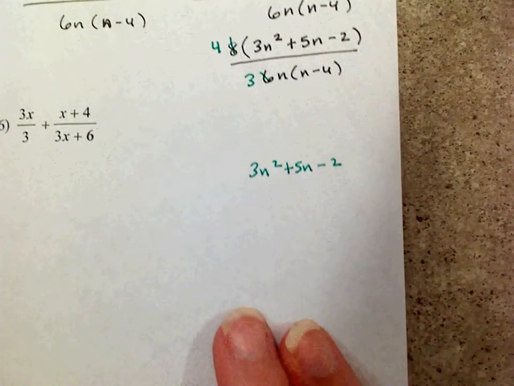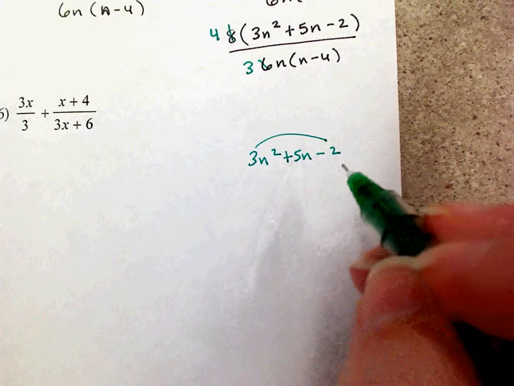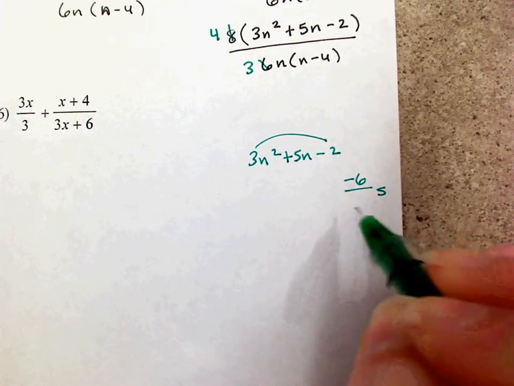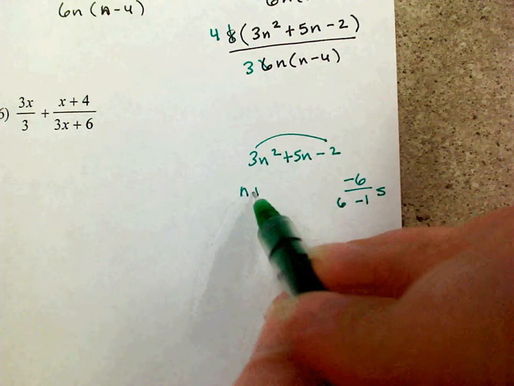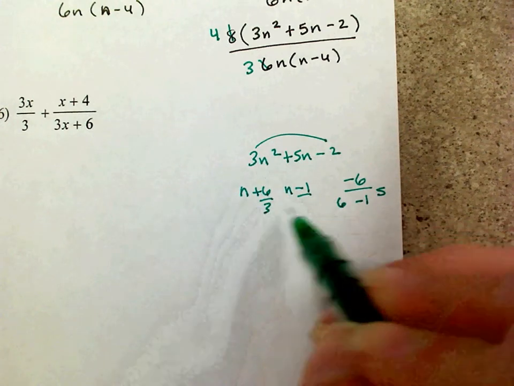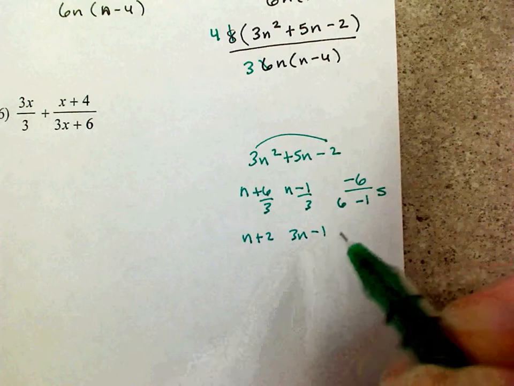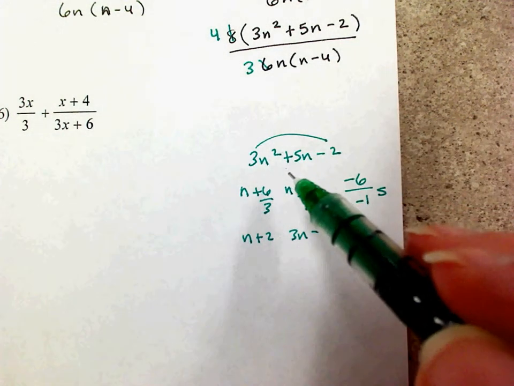3 times negative 2 is? Factors of negative 6 add up to? Okay. So n plus 6, n minus 1. I got to remember to divide by what? 3. That's n plus 2 and 3n minus 1. Are either of those n minus 4? If they're not, then I don't need to factor, do I? So my final answer would be 4 times this over 3 times that.